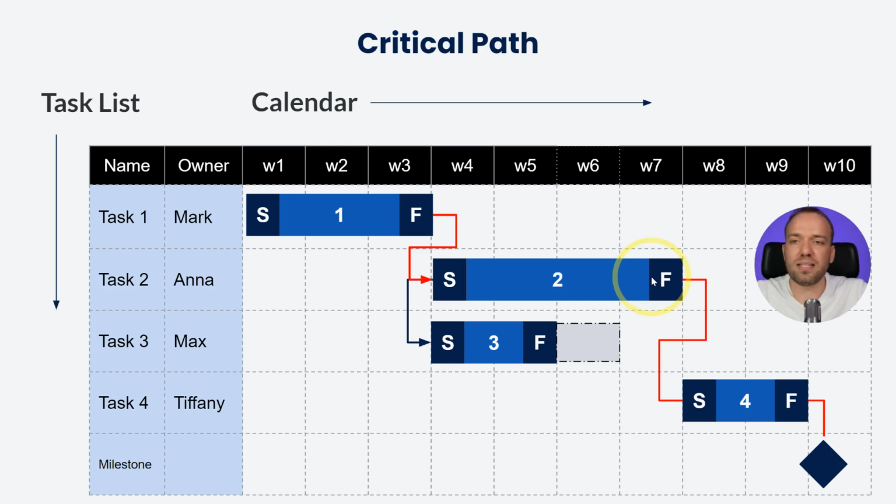All right, so this is the basic theory behind fast tracking and crashing. These are ways to optimize the critical path. Normally, when we say optimize, we mean deliver the project earlier.